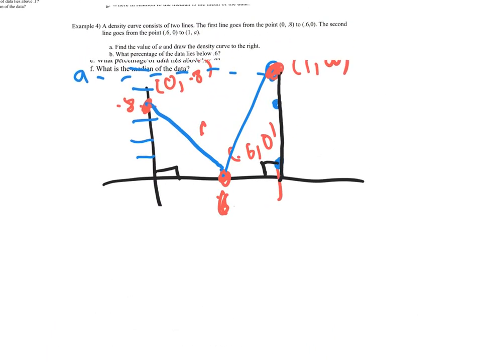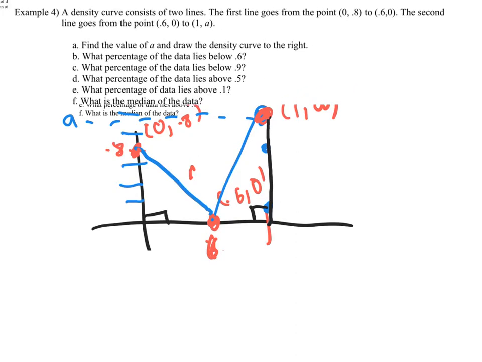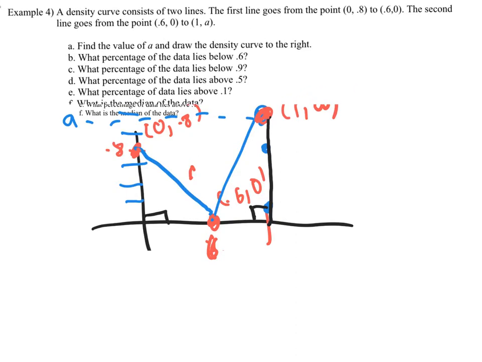All right, let's work on the next one here. We did A. What is B asking us? What percent of the data lies below 0.6? Oh, I think we already have that answer. 24%, sir. We did that accidentally, right? And what's the percentage that lies below 0.9? Have we done that one? Oh, heck no, sir.